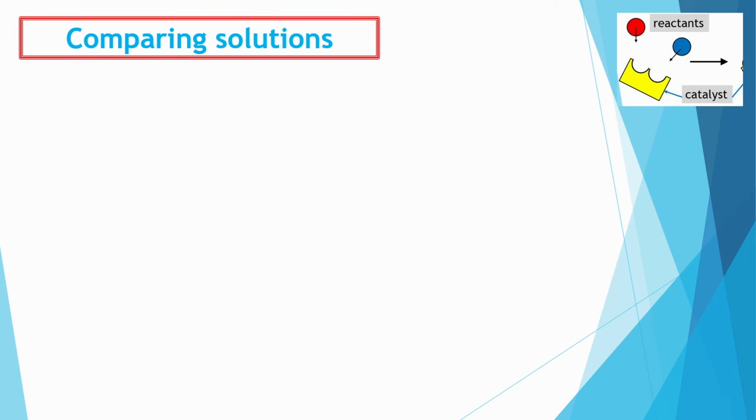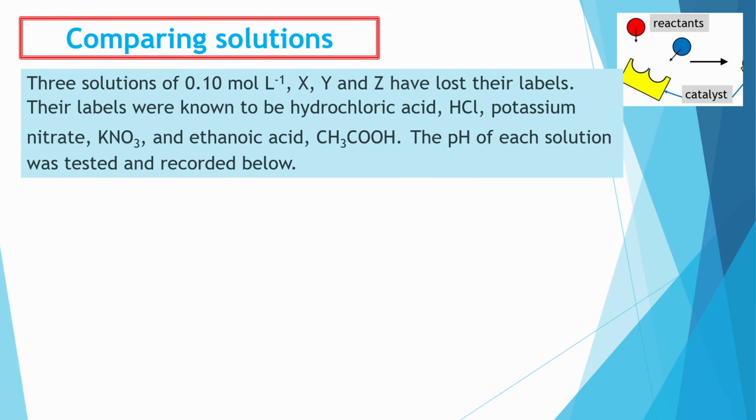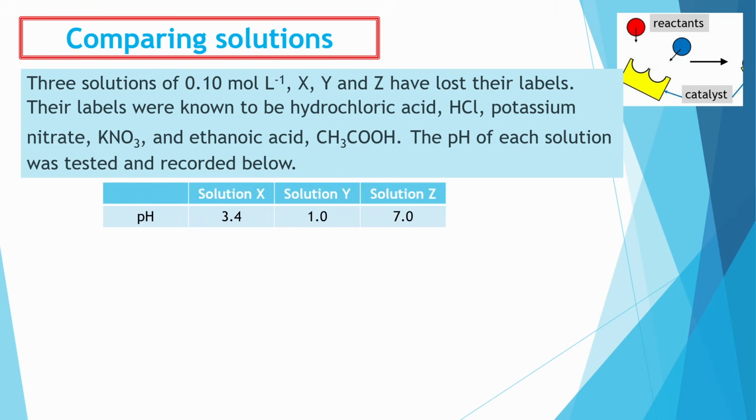Okay, so you also might be asked to compare solutions. Here's an example. Three solutions, 0.1 mole per litre, X, Y, and Z, have lost their labels. The labels are known to be hydrochloric acid, potassium nitrate, and ethanoic acid. The pH of each solution is recorded, so they've given us the pHs. We need to associate which is which. Let's go for the easy one. HCl, strong acid, it's going to be 1. So HCl is Y. Cool.